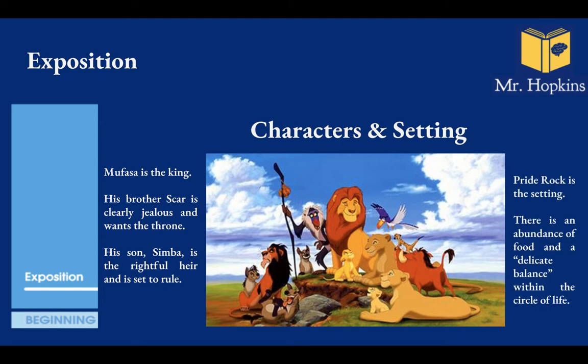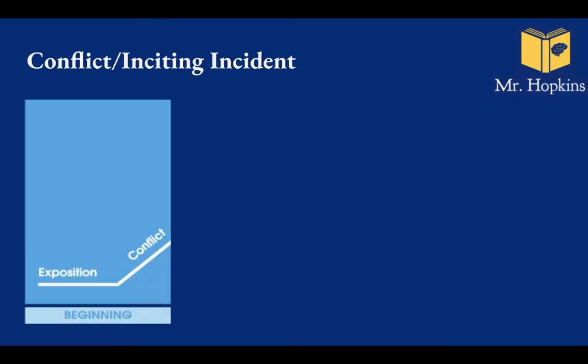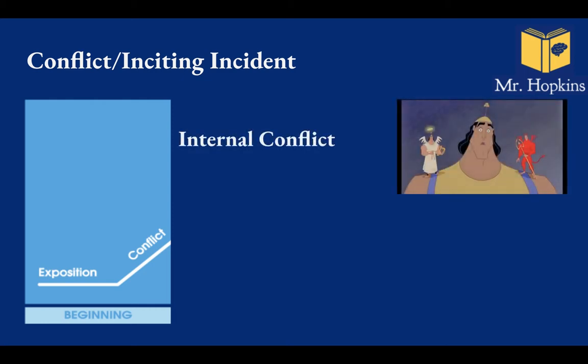It also tells us about the setting. It's Pride Rock. It's a nice place. There's a delicate balance as things live in the circle of life. Okay, so again, just to reiterate the exposition: character and setting, who is important, where is important. We need to know this because the next thing is the conflict or inciting incident. Now, if I don't know about the character's motivations, then the conflict is going to be a little confusing. Now, because I already know from the exposition that Scar is jealous and wants the throne, the conflict makes a lot more sense. Now, there's 2 types of conflict.